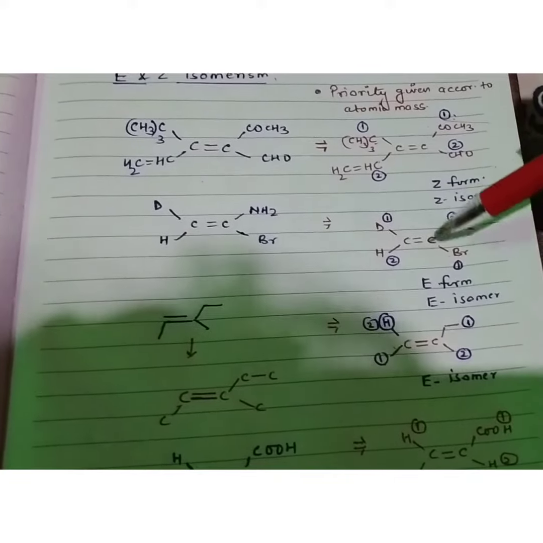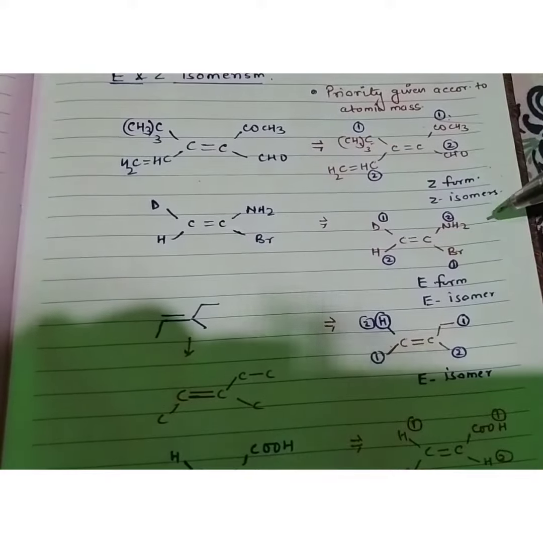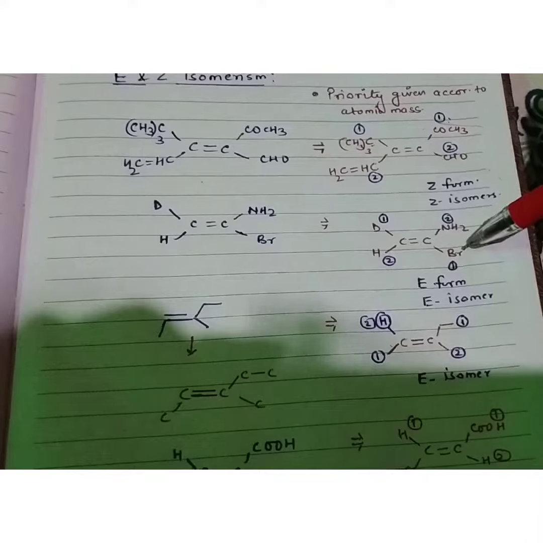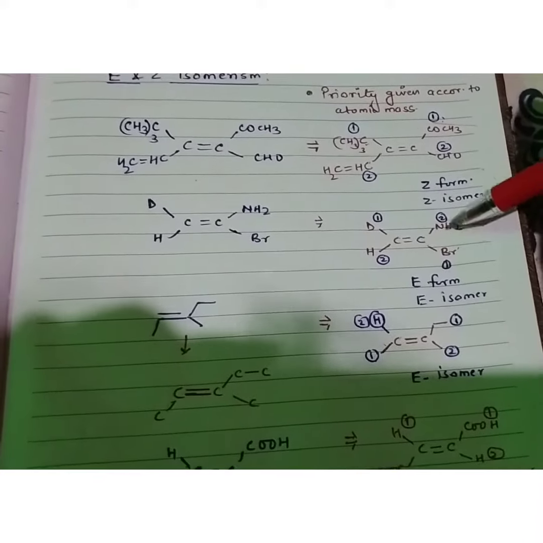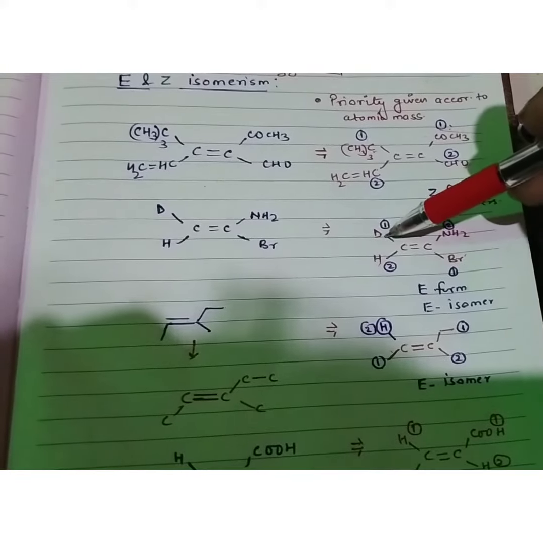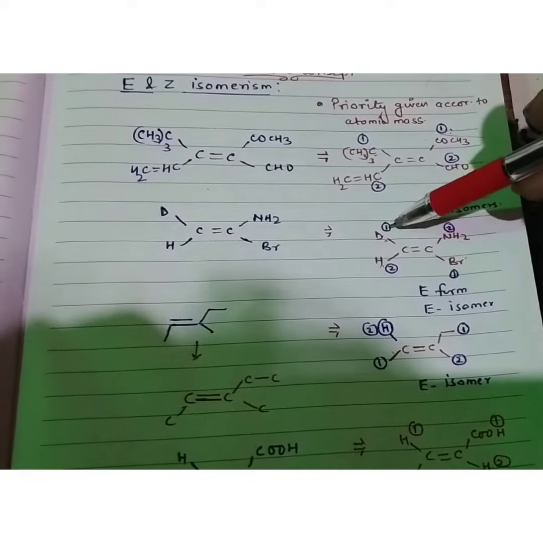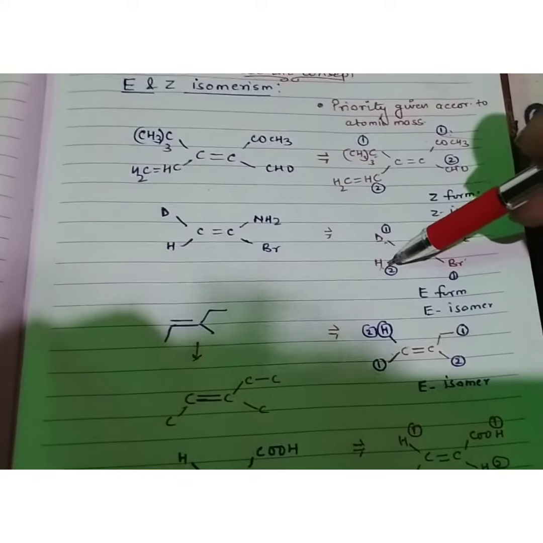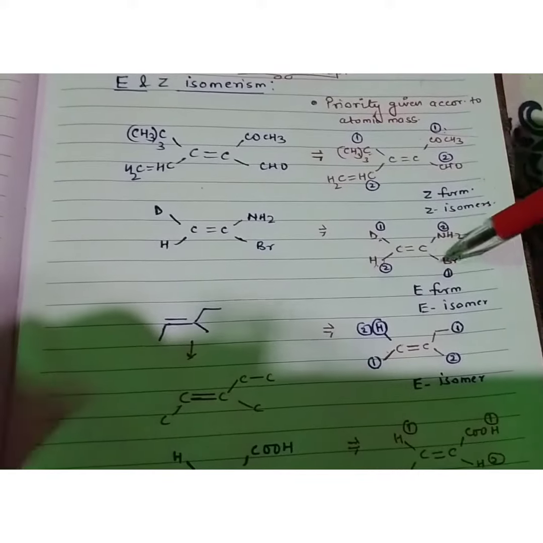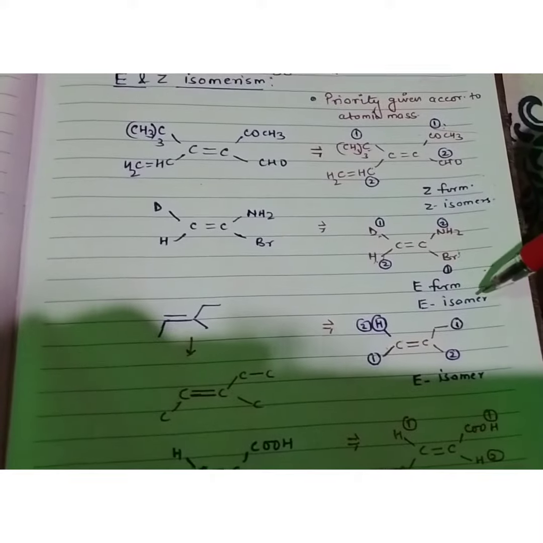On the other hand, in the second example, I have already chosen the priority here. Bromine is given the first number, and amine is given the second number. On this side, this is deuterium and this is hydrogen. Deuterium is much heavier compared to hydrogen, so it is given the first number, and this is the second number. So 1 and 2 are on the same side, because of different atomic number or priority, so it is given the E form, and it is also known as the E isomer.